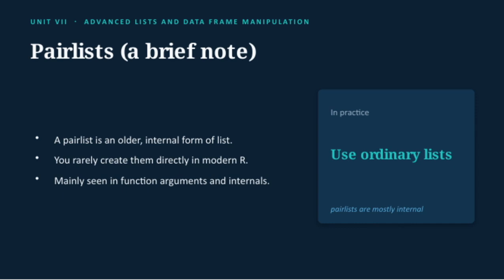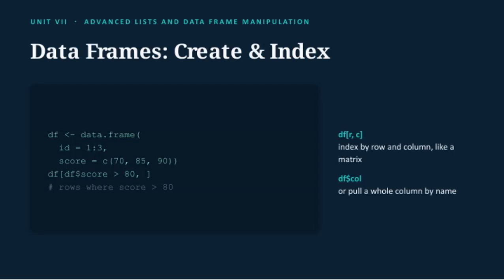When working with data frames, we often need to grab specific pieces of information. You can index by row and column, just like a matrix, that's df[r, c]. Or, if you want a whole column, you can pull it by name using $col. For example, if we have a data frame with IDs and scores, we can easily select rows where the score is greater than 80. This way, we focus only on the data that matters.